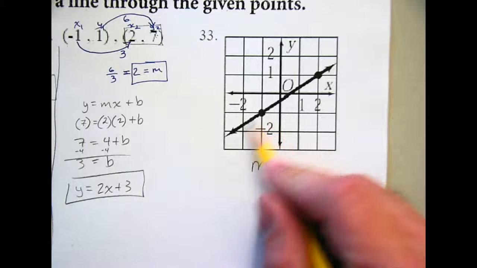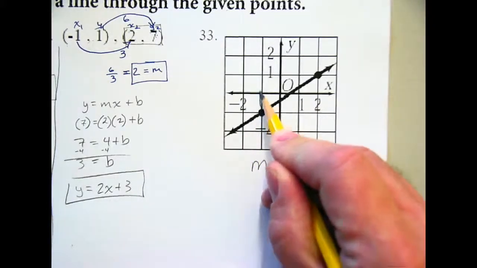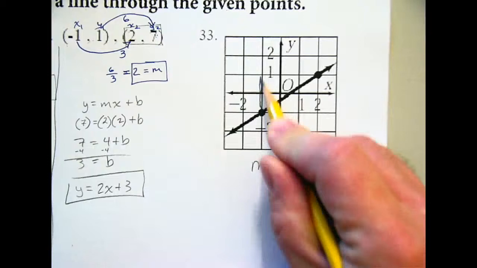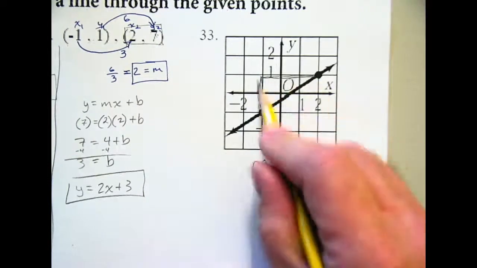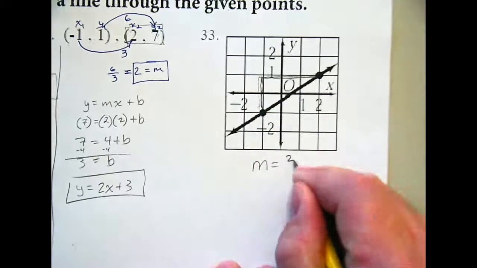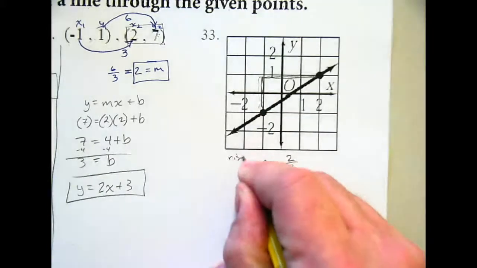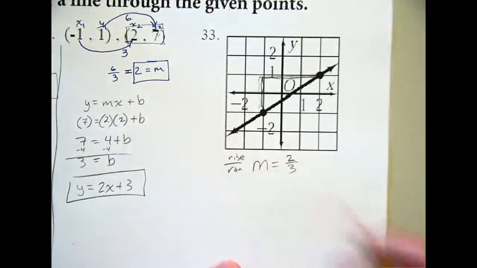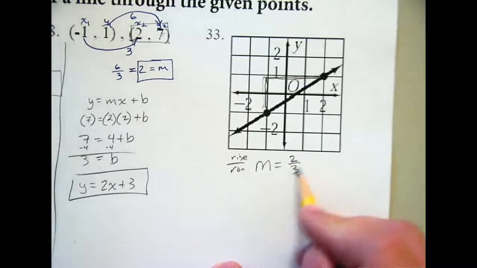So if I start at my farthest right point, and in this case, I'm going up, so I'm rising. Okay, so I'm going up 2, and then I'm running over 3. You kind of make that little right triangle, that stair step. So rise 2, run 3. Remember, slope is equal to rise over run. So now we have a slope. Okay, some of you I know don't like that, the 2/3 there.